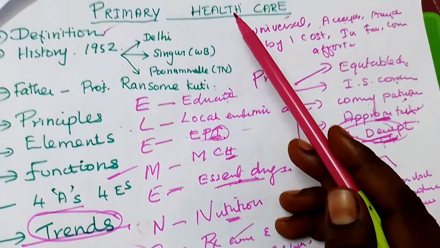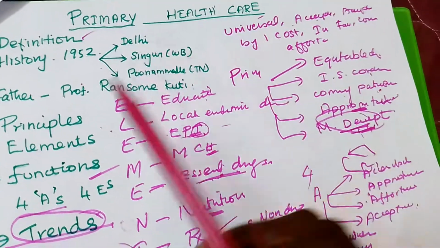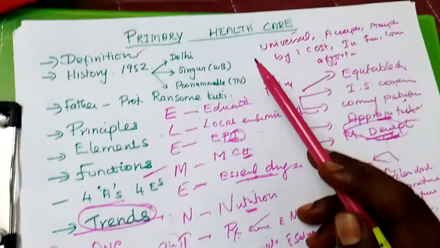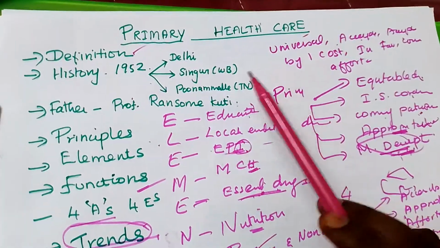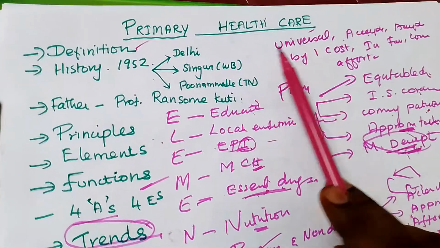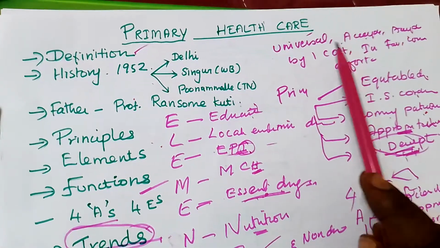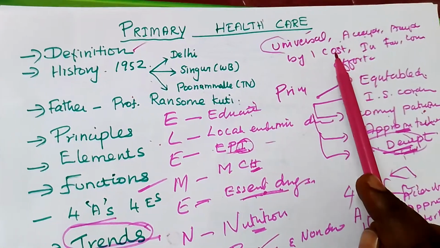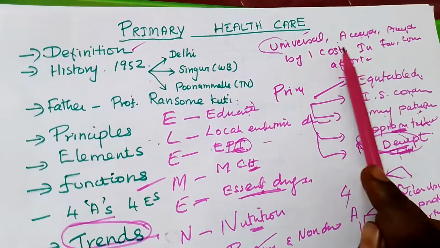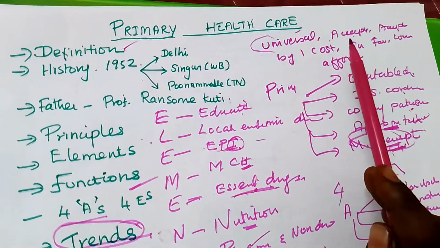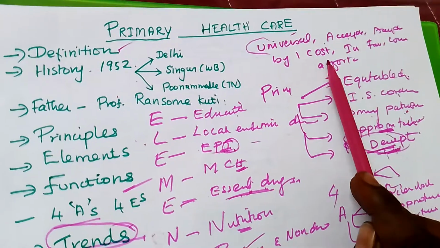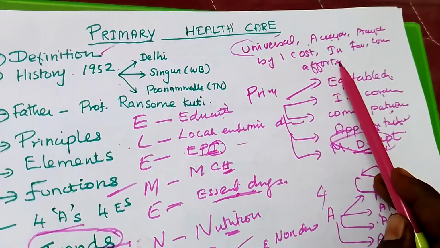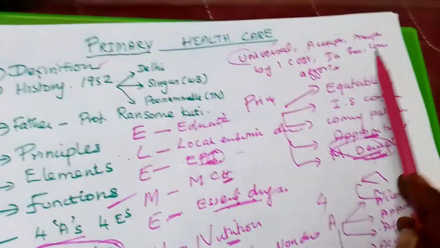You can write something about the introduction, why primary healthcare is very important. All the programs go through the community, implemented through primary healthcare only, reaching the people. Then you can write the definition of primary healthcare. Primary healthcare is the essential healthcare universally accessible to the individual, family and the community by means acceptable to them, through their full participation, at a cost that the community or country can afford.